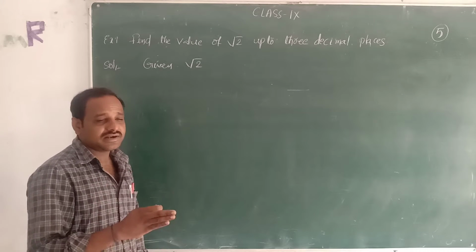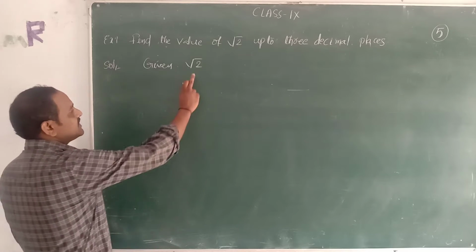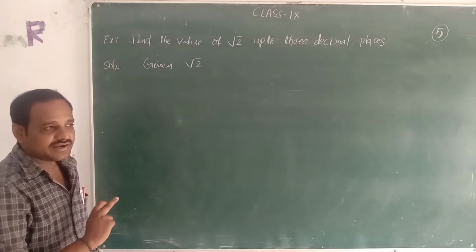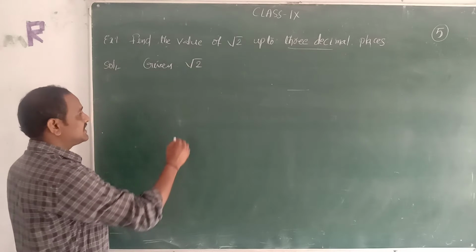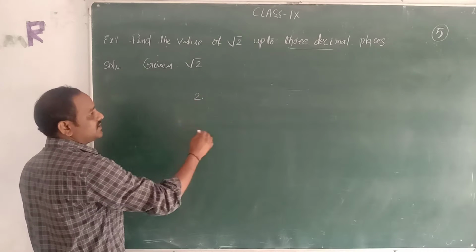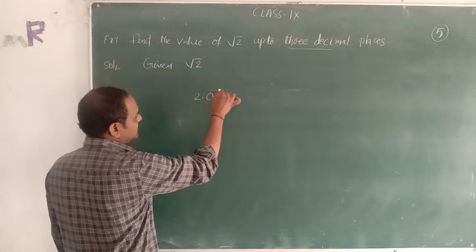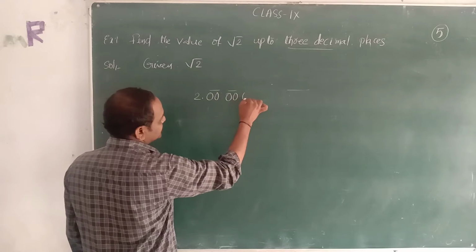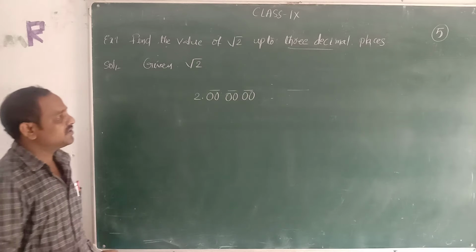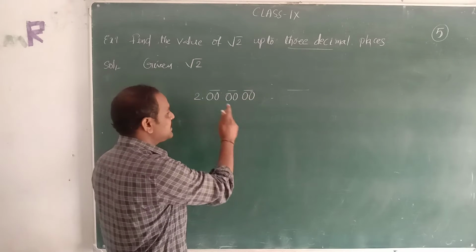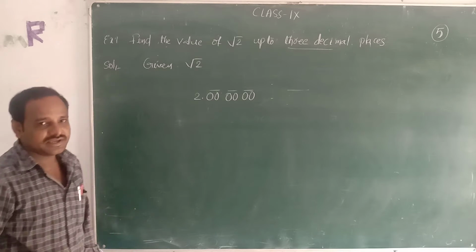So how did we get that 1.414? Now we are going to see that. First, here given root 2, we need to find it up to 3 decimals. So now I am taking 2 point, and zeros, 0 0 0 0 0 0 and so on. But we are going to find only up to 3 decimals, so that is why here I took 3 pairs of zeros after 2.